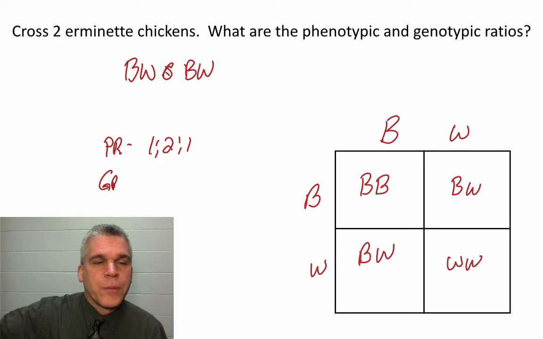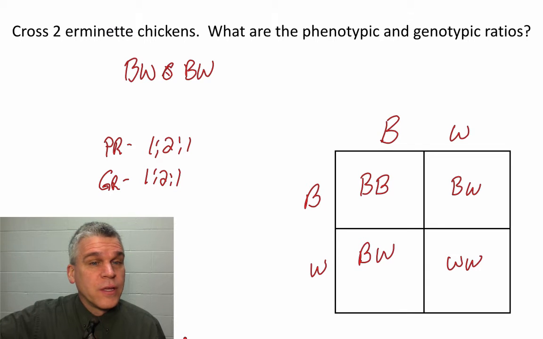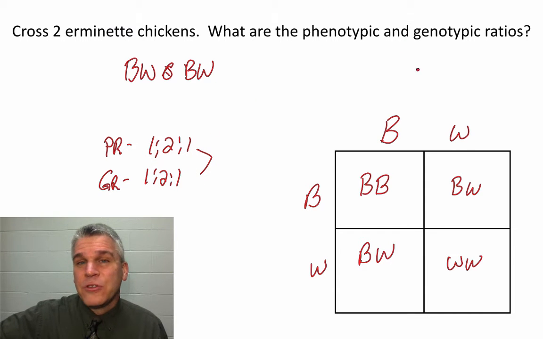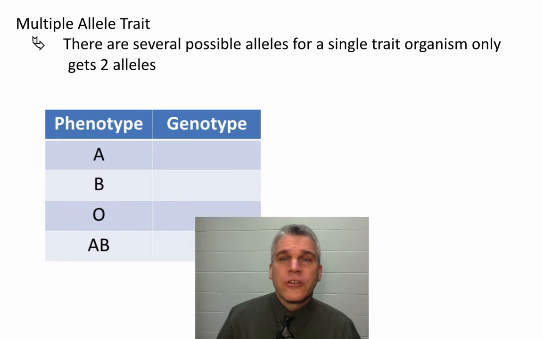The genotypic ratio is 1 BB, 2 BW, 1 WW. So notice our phenotypic and genotypic ratios are the same. And a little hint, anytime you do one of these codominant traits, they're always going to have the same phenotypic and genotypic ratio. So let's look at another example.